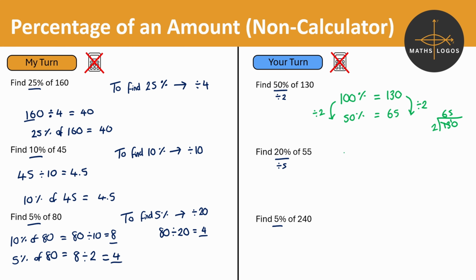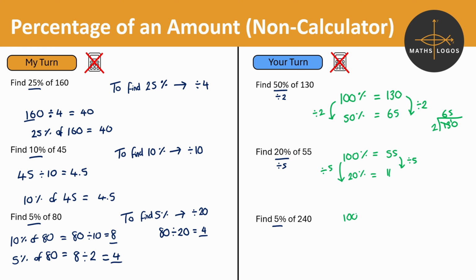Find 20% of 55. So again, 100% is equal to 55. To find 20%, we divide by 5, because that's how you go from 100 to 20. And so therefore I need to divide 55 by 5, which gives me an answer of 11. So 20% is 11.